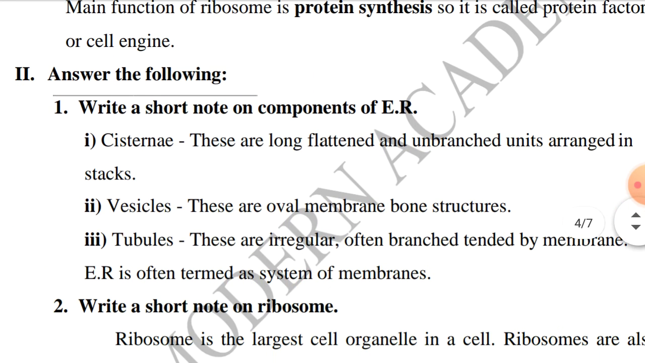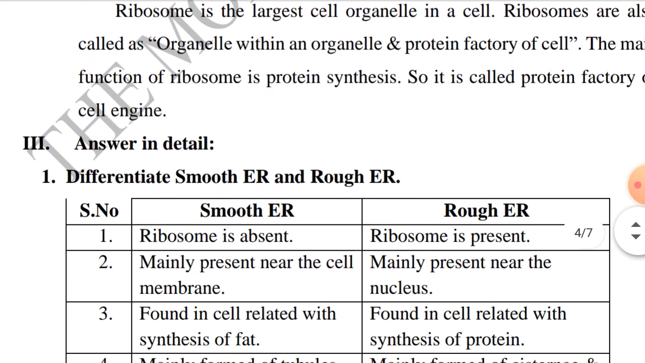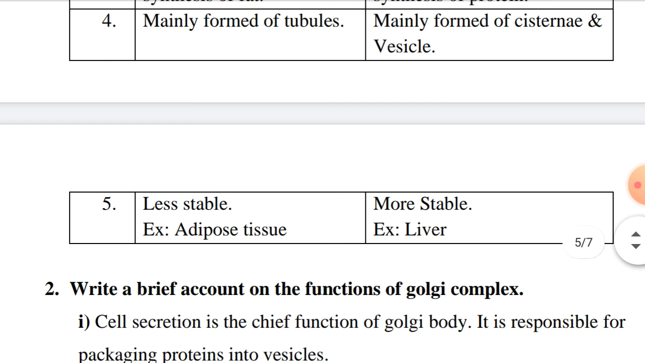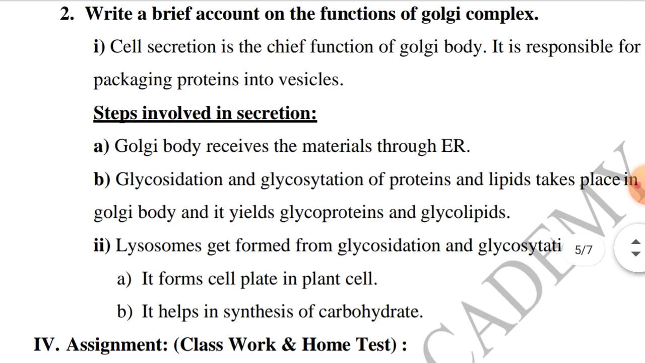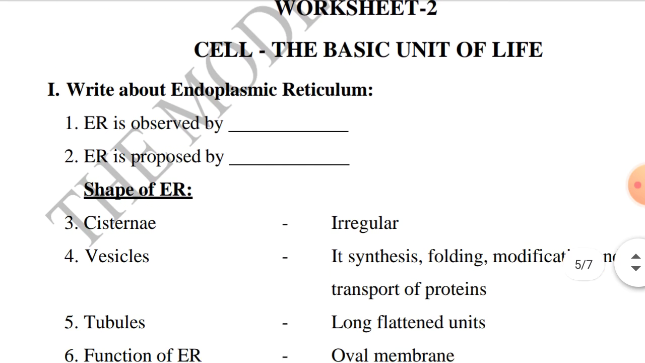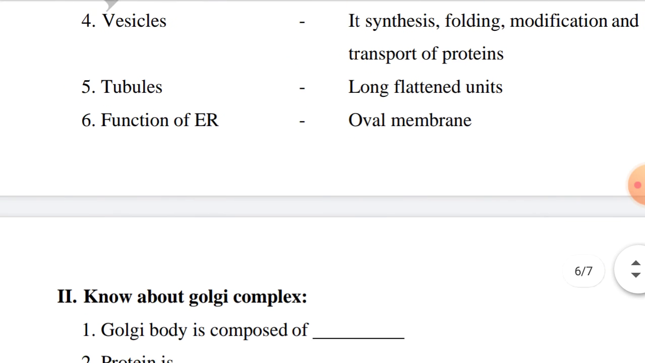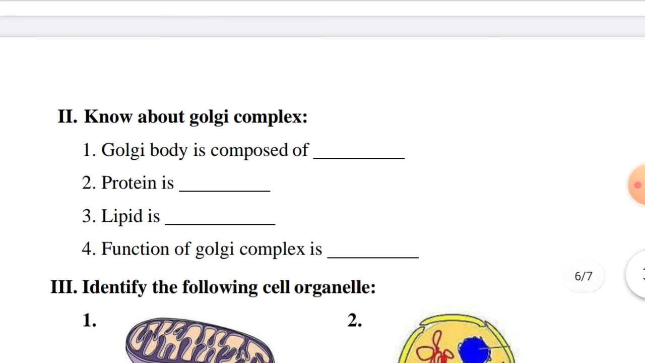Here are some questions for you. Short note on components of ER. Write a short note on ribosome, the difference between smooth ER and rough ER, and the function of Golgi complex. And the worksheet. First, ER is observed by, proposed by, and here it's a match. And now about Golgi complex, Golgi body, Golgi apparatus.